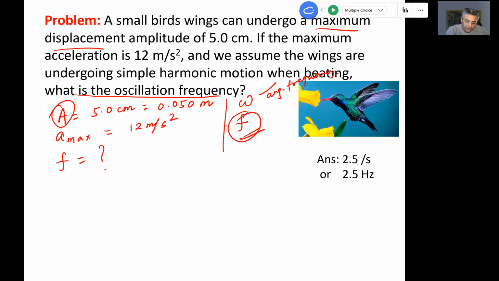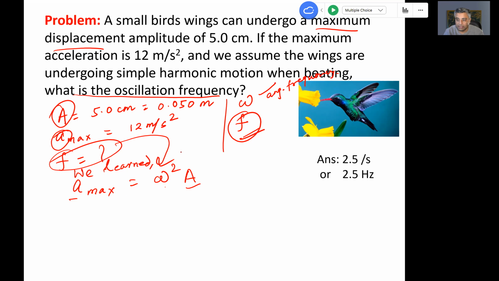So amplitude and maximum acceleration, do we know the relationship between them? We learned that A max is omega squared times A. We learned that in the last slide, okay? So since A is given, and we know this f is inside here, that's why this equation is suitable to solve this problem, okay?